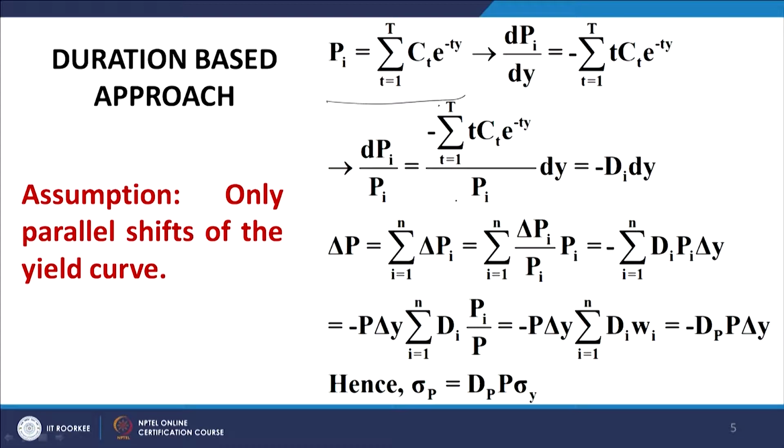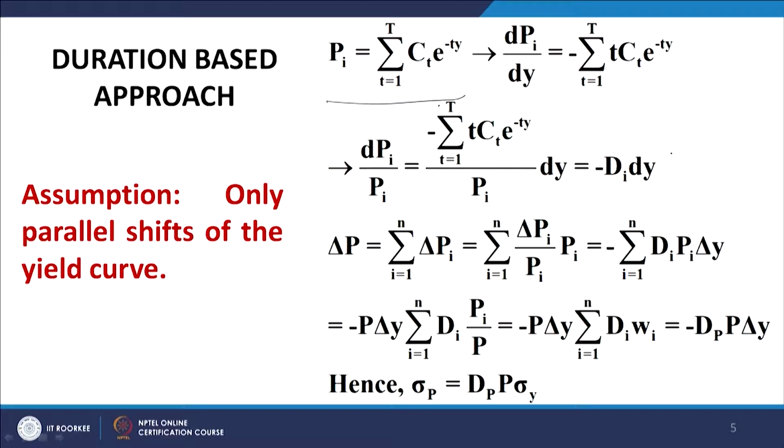Parallel, congruent, but the only difference is that because of continuous compounding, the discounting factor is slightly different. So, this is my duration, dy comes here, therefore the percentage change in price is given by minus duration into dy.